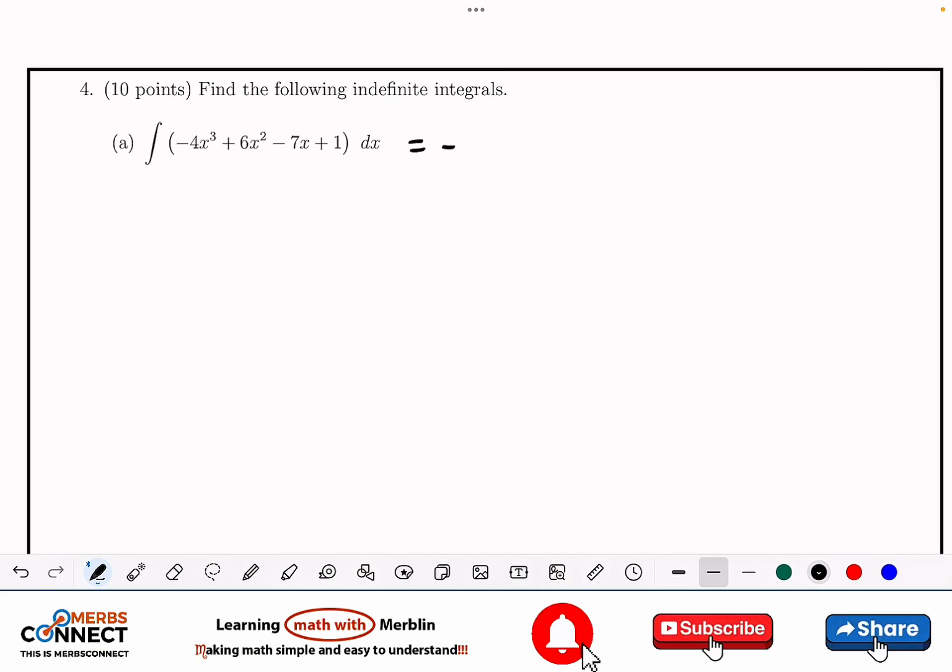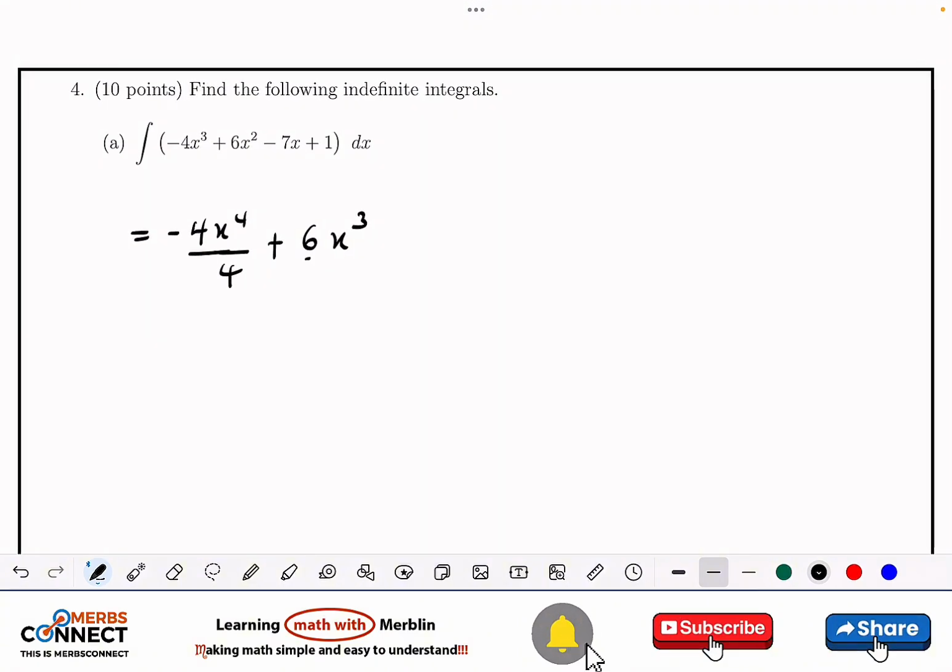So this is going to give us minus 4x to the power 4 divided by 4. So what is here is the same as this: add plus 1, 3 plus 1. Plus 6x to the power 3 divided by 3, then minus 7x, don't forget this is to the power 1. So this one will be 1 plus 1, so 2 plus 1, and this is 2 plus 1. This is going to be 3 plus 1, and this is also going to be 3 plus 1.